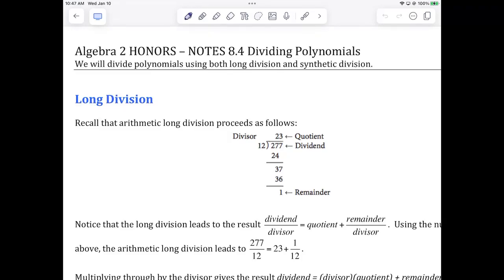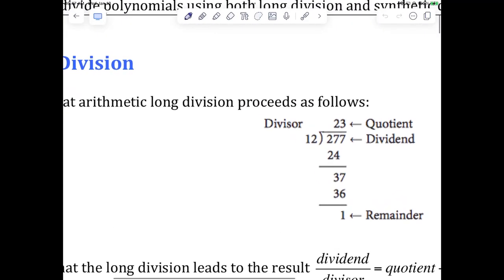Here we go. Long division. Okay, so we're gonna long divide polynomials today. But before we do long division of polynomials, we need to review long division of numbers. So let's look at this right here.